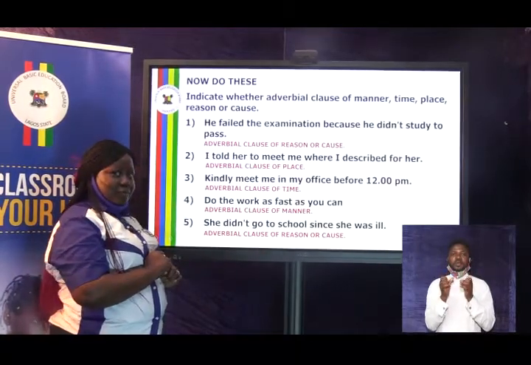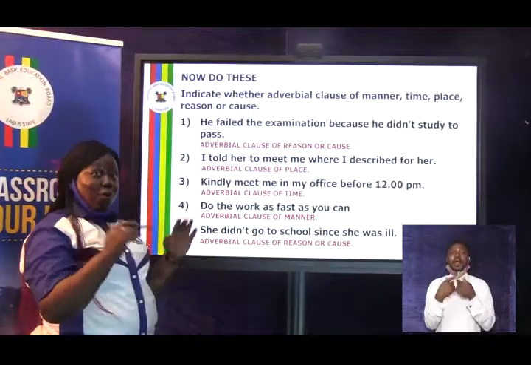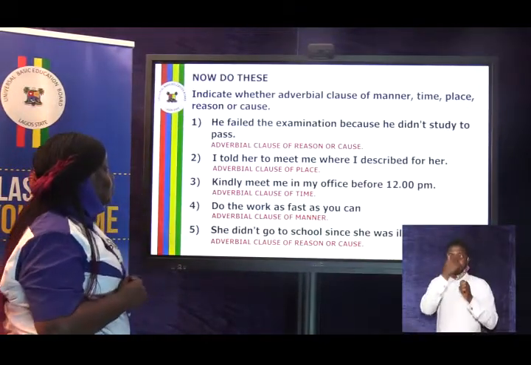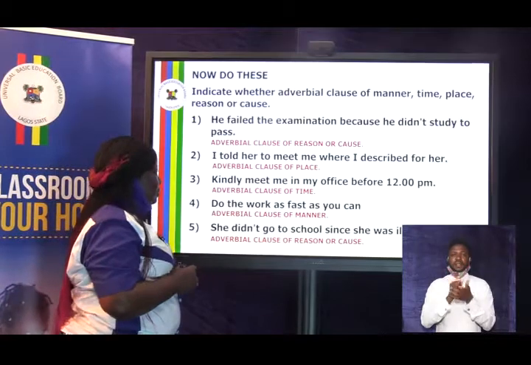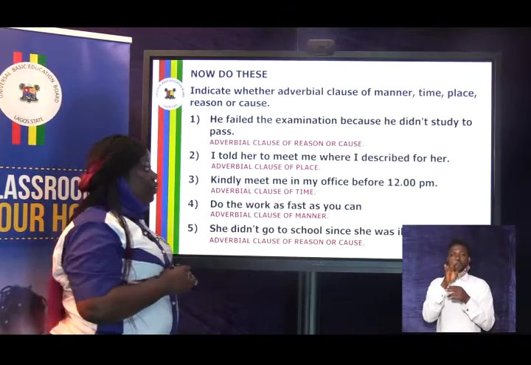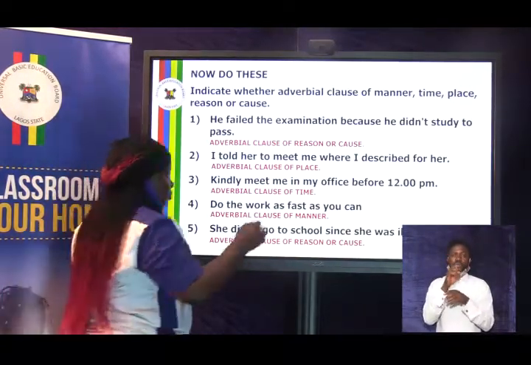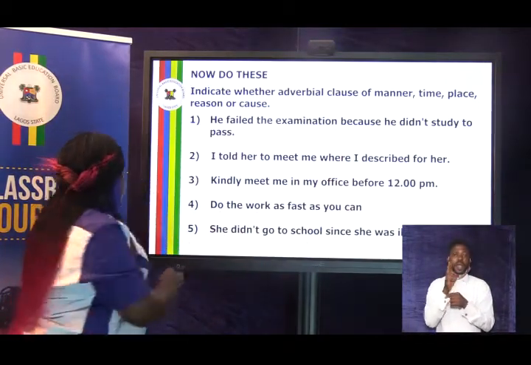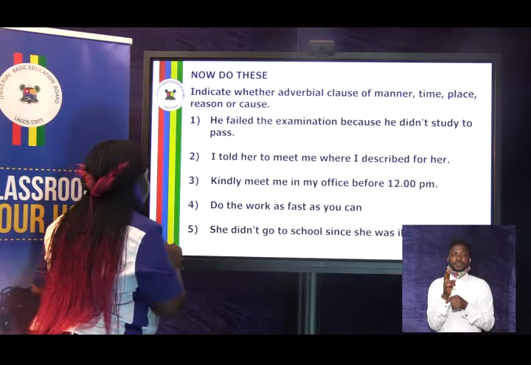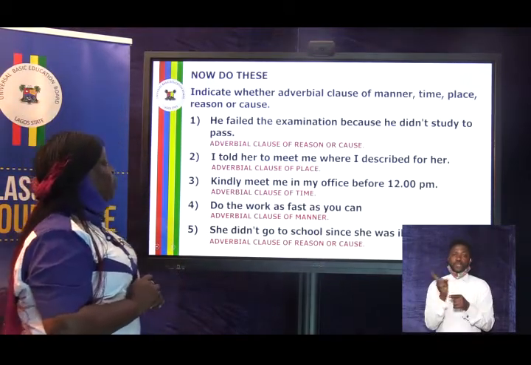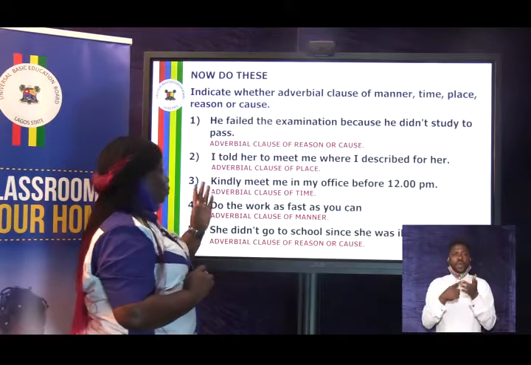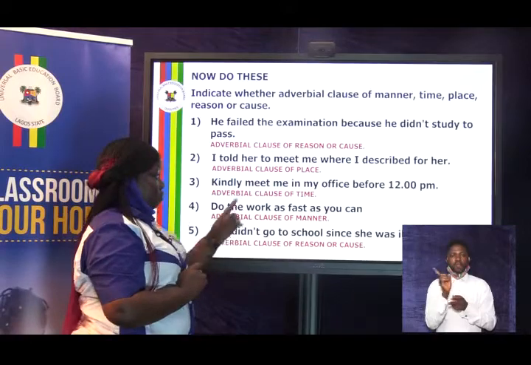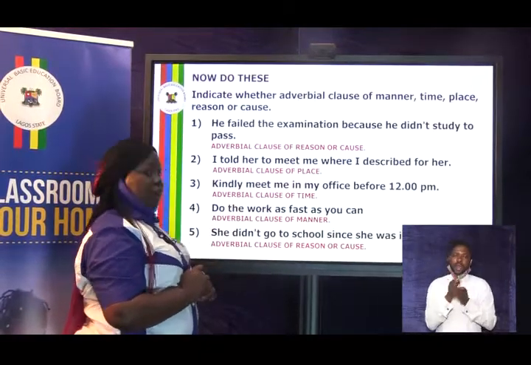Wow. So many of you are saying wow. How many did you get correctly? Let's see. He failed the examination because he didn't study to pass. That is an adverbial clause of reason or cause. I told her to meet me where I described for her. What type of adverbial clause is that? Clause of place. Where I described for her.